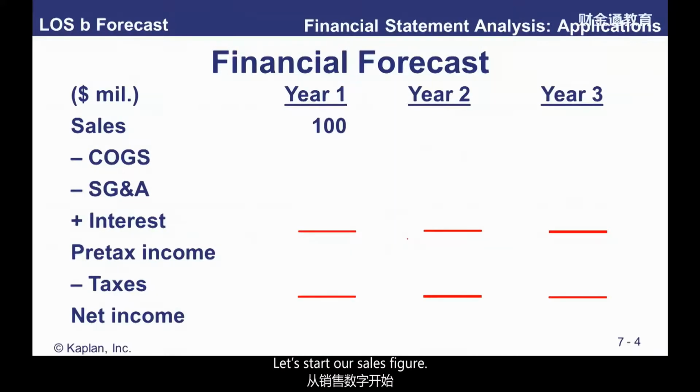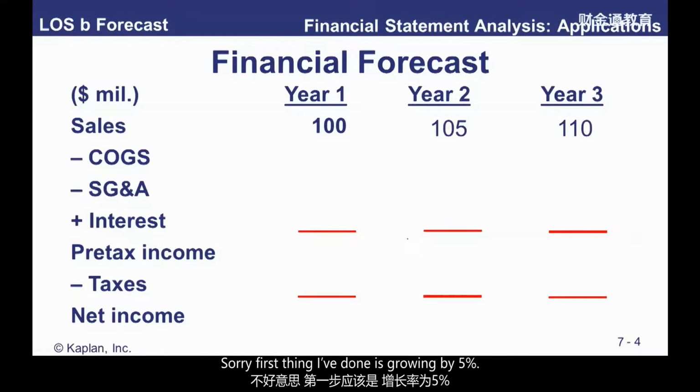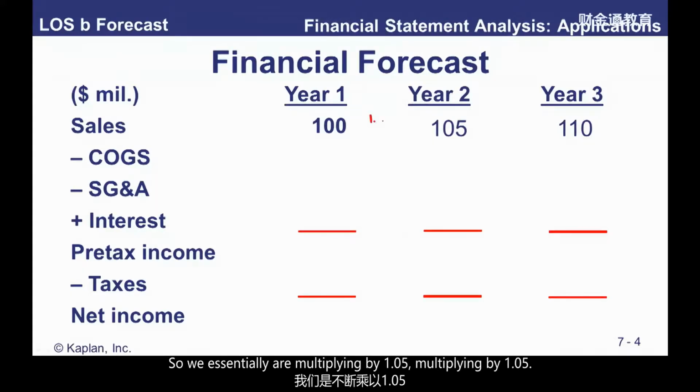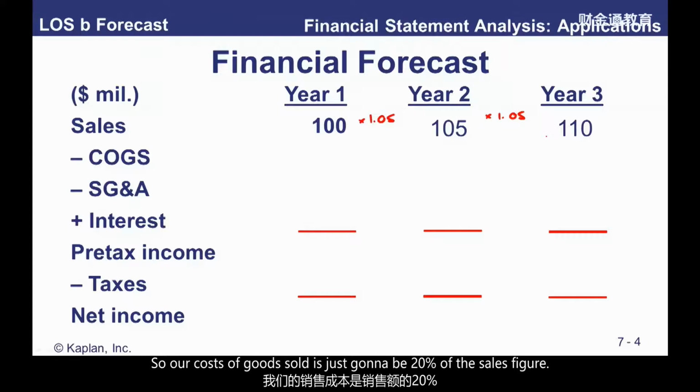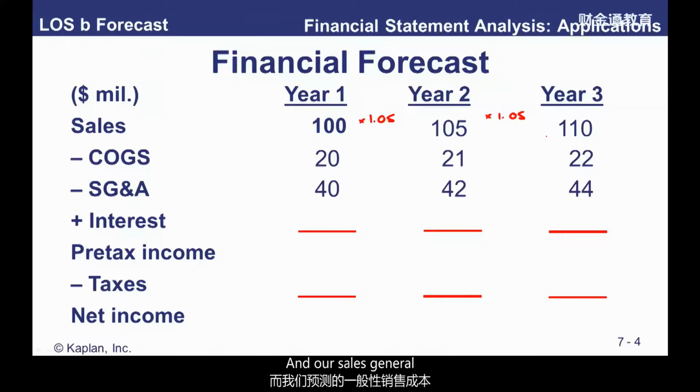Let's start off with our sales figure. Year one, we're forecasting it to be 100 million. Our cost of goods sold, if you remember, was 20%. Oh, sorry, first thing I've done is grown it by 5%. So we're essentially multiplying by 1.05 and multiplying by 1.05. A little bit of rounding in year three, of course. So our cost of goods sold is just going to be 20% of the sales figure, and our sales, general and admin, we forecast to be 40% of the sales figure.